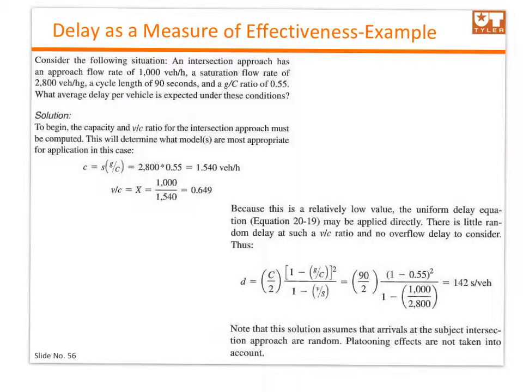Now let me ask you this: what happens if the v over c ratio starts to get bigger, let's say 0.8 or 0.85? In this case, besides this calculation, we need to apply the RD equation, and then sum RD plus this uniform delay, times 0.9, and that will be the total uniform plus random delay for this problem.